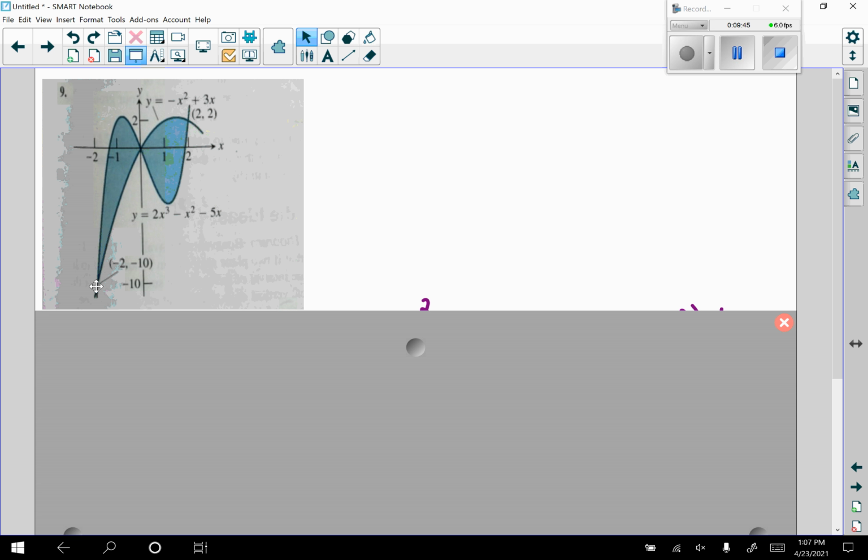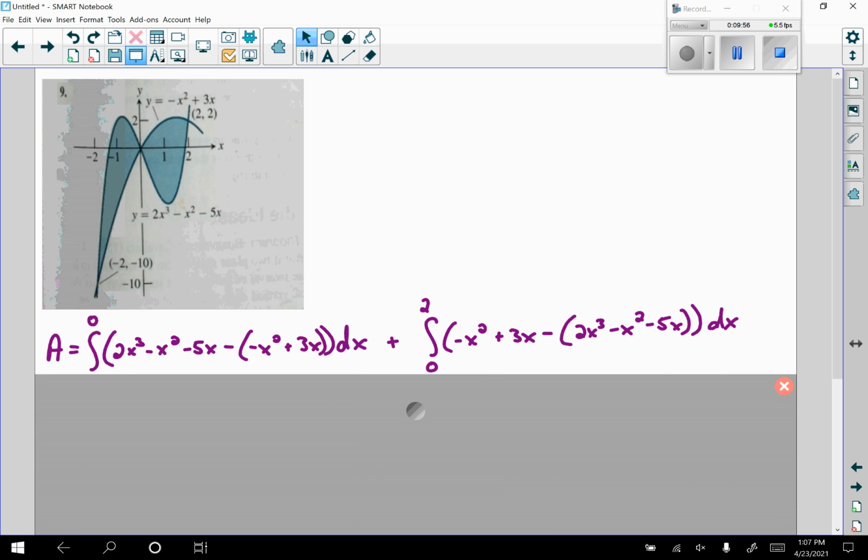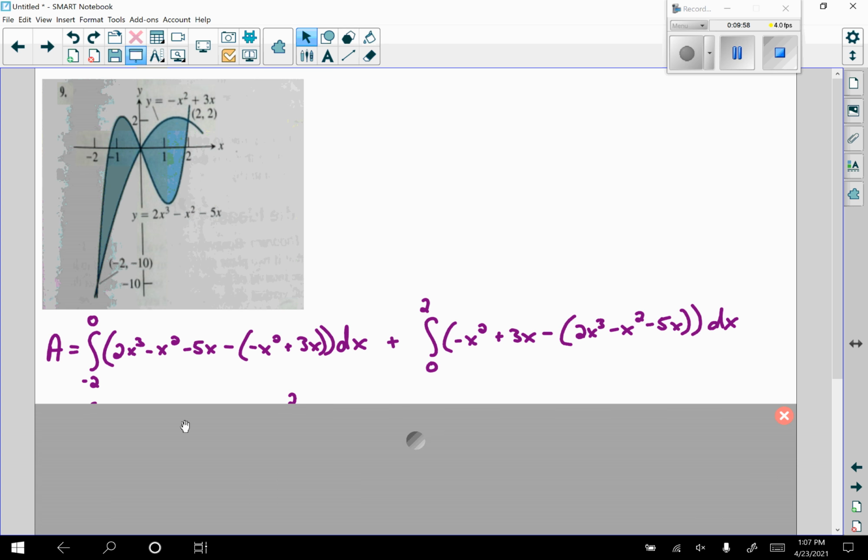So if you take a look, the top graph, as we go from x equals -2 to x equals 0, is the cubic function, and then the lower graph is going to be the quadratic function. So our first integral, I know this was a lot to write out, but it's from -2 to 0. And carefully watch your subtraction signs. Anytime you have to subtract a binomial or larger, make sure you keep that in parentheses. So here we have the cubic function minus our quadratic function. Then, of course, put your dx.